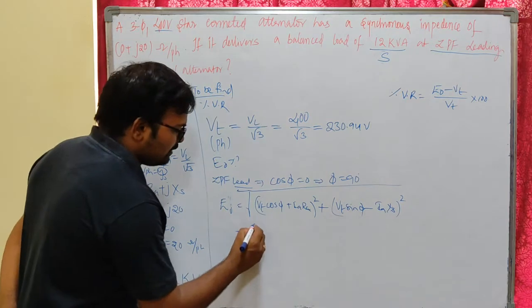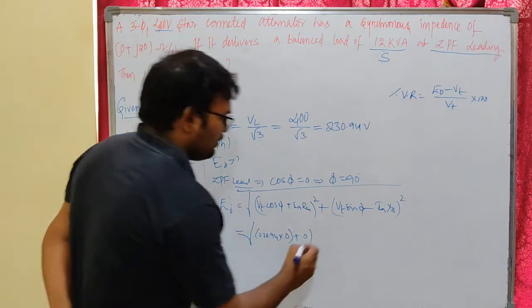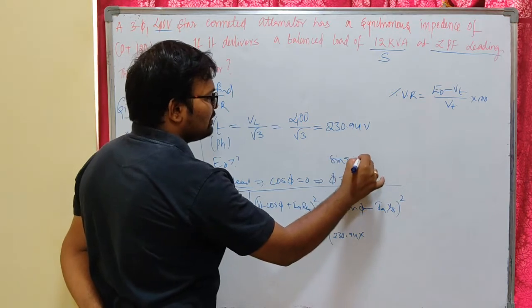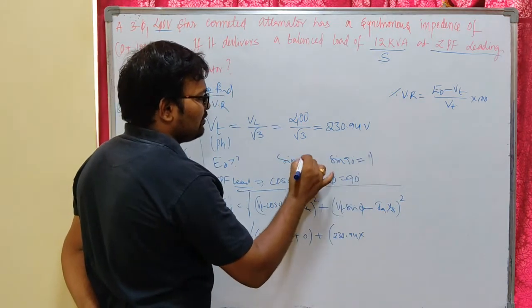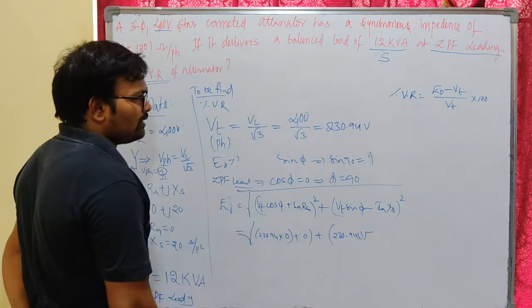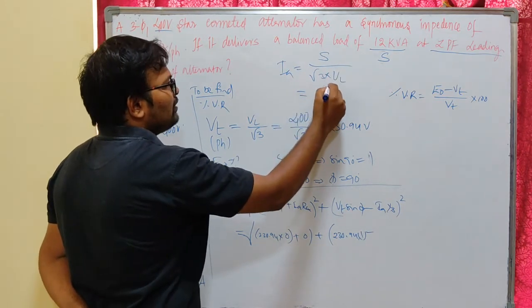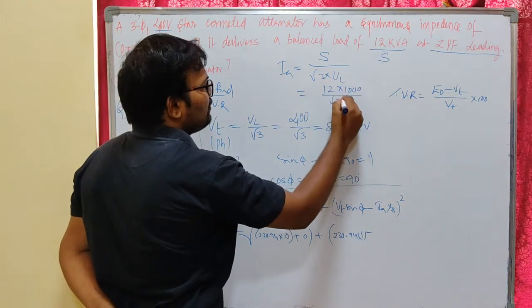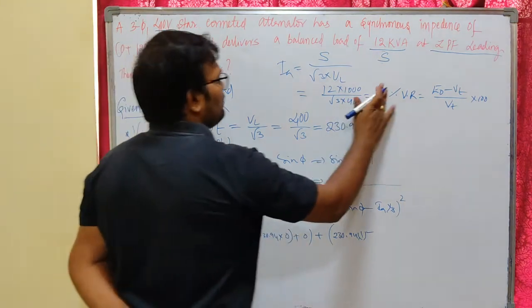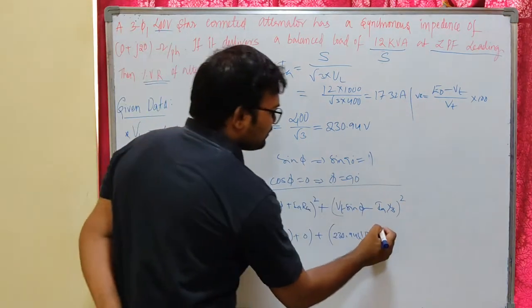I am going to substitute the values here. Vt is 230.94 into cos phi is 0, plus Ia Ra is 0, plus Vt is 230.94 into sin 90, which equals 1, minus Ia Xs. What is the value of Ia? We didn't find it yet. Ia equals apparent power by root 3 into line voltage VL, that is 12 into 1000 by root 3 into 400. The line armature current is 17.32 amperes.